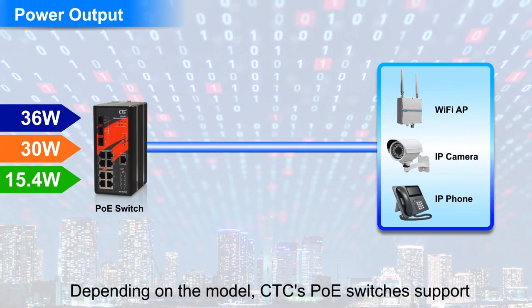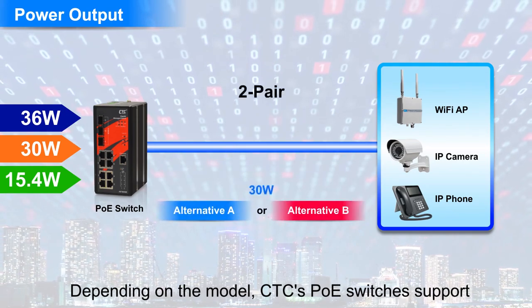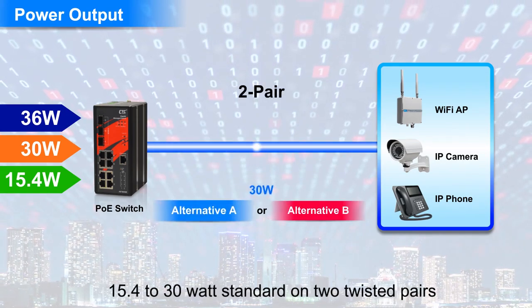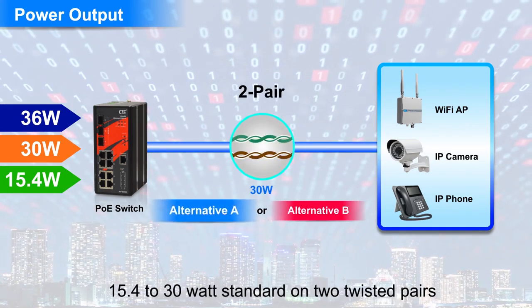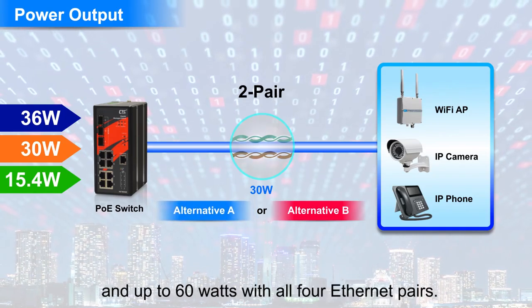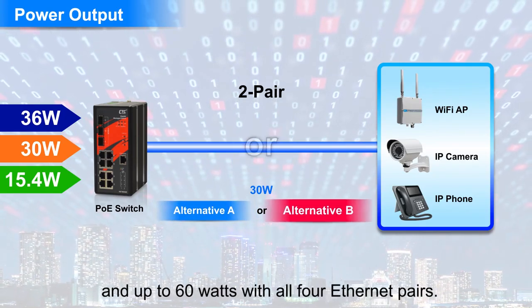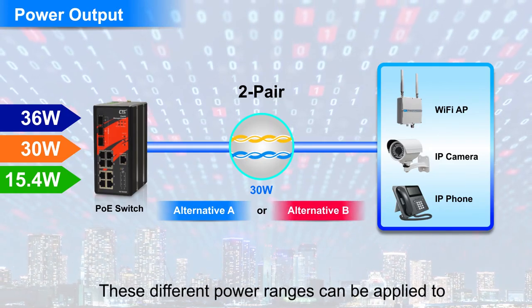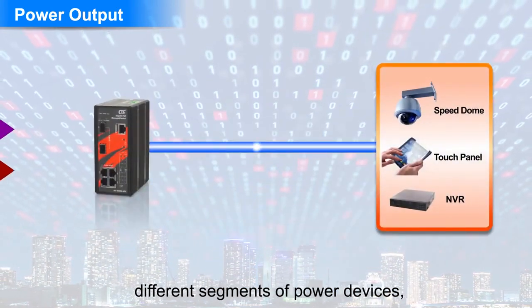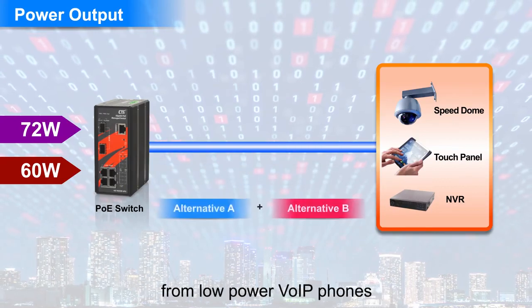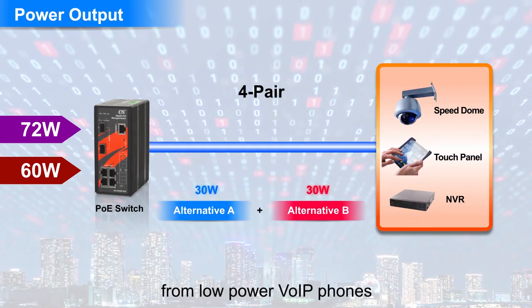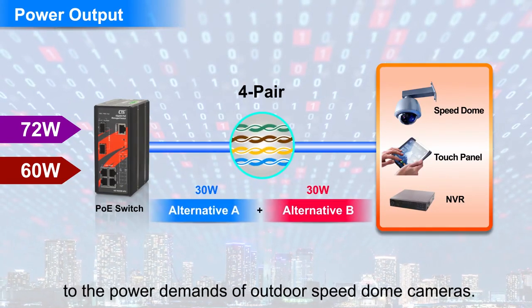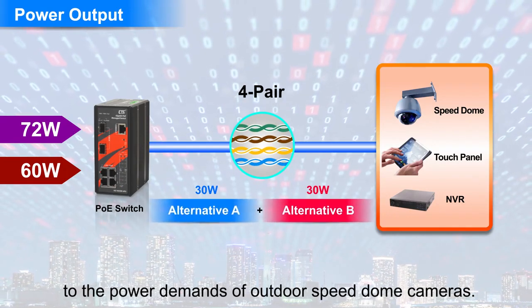Depending on the model, CTC's PoE switches support 15 to 30 watts standard on 2 twisted pairs and up to 60 watts with 4 Ethernet pairs. These different power ranges can be applied to different segments of power devices, from low-power VoIP phones to the power demands of outdoor speed dome cameras.